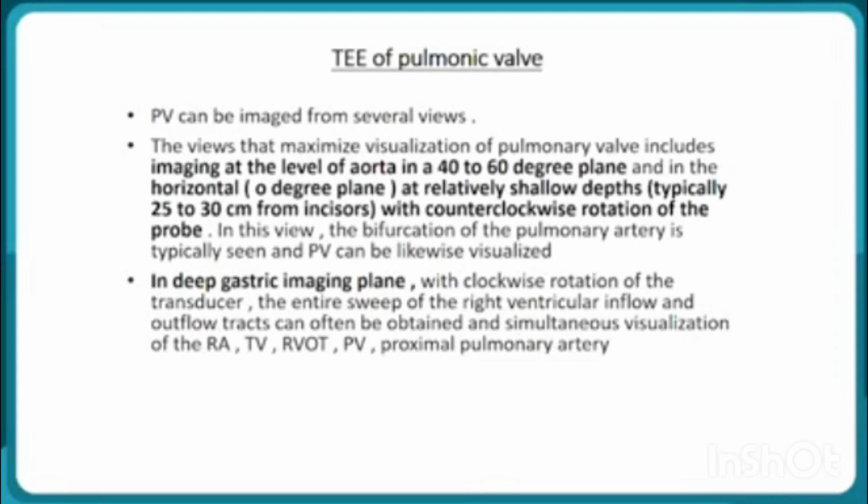The third view is the deep transgastric view. For this, we have to do clockwise rotation of the transducer, and the entire sweep of the RV inflow and outflow can be visualized, with simultaneous visualization of the right atrium, tricuspid valve, RVOT, pulmonary valve and proximal pulmonary artery.